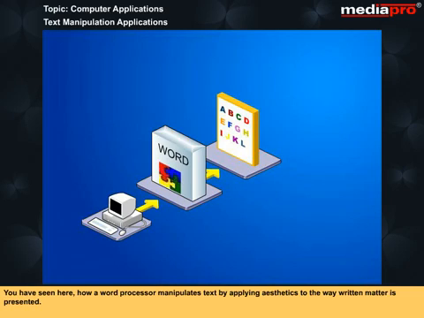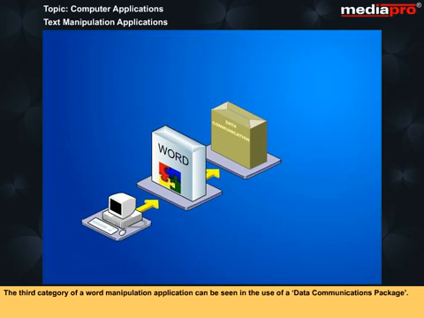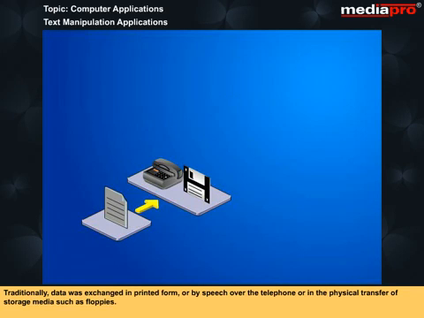You have seen here how a word processor manipulates text by applying aesthetics to the way written matter is presented. The third category of a word manipulation application can be seen in the use of a data communications package. Traditionally, data was exchanged in printed form or by speech over the telephone or in the physical transfer of storage media such as floppies.